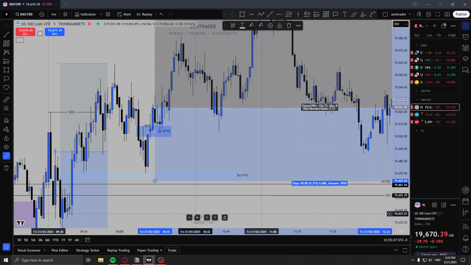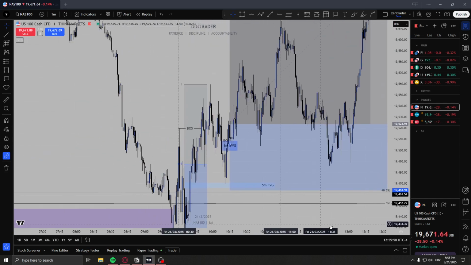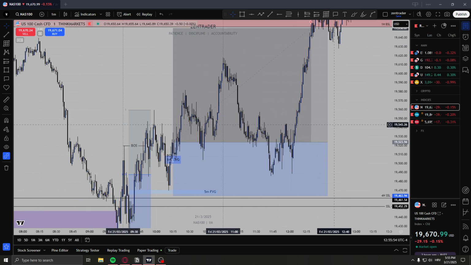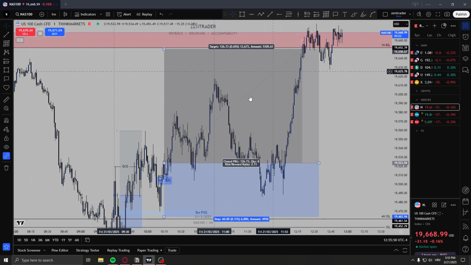The stop has to be below where the idea is invalidated, and that is below the 5-minute level that price retraced into, and in this case it was the 5-minute fair value gap. The target is obviously that, so 2R, and that's about it. I made 2R on this. And here are these executions.